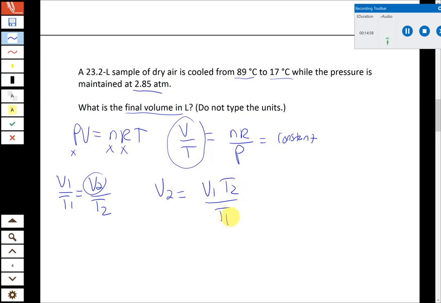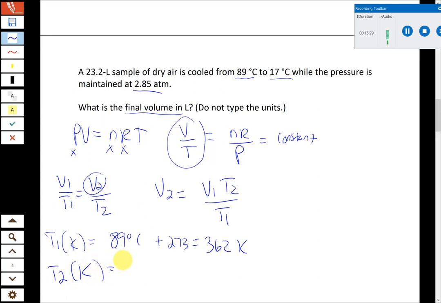Okay. In problems like this, it doesn't really matter what volume unit we use because whatever unit we have on V1 is going to be what we solve for V2 in, but we do need to make sure, again, that temperature is always in Kelvin. So T1 in Kelvin is 89 degrees Celsius plus 273. So that comes out to 362 Kelvin for T1. And then T2 in the correct units.